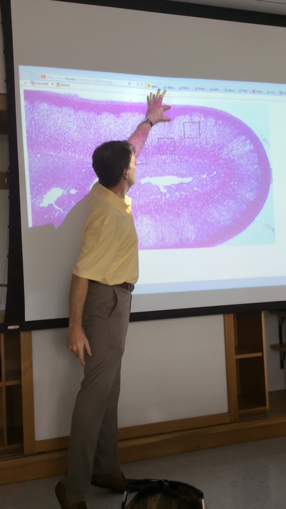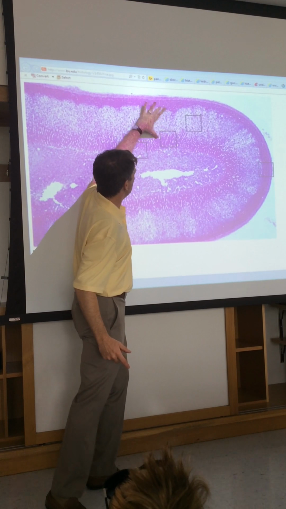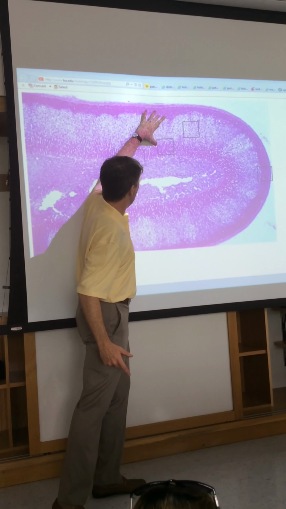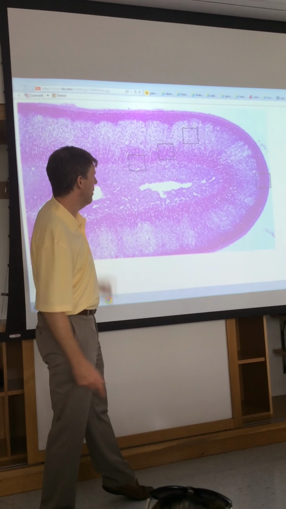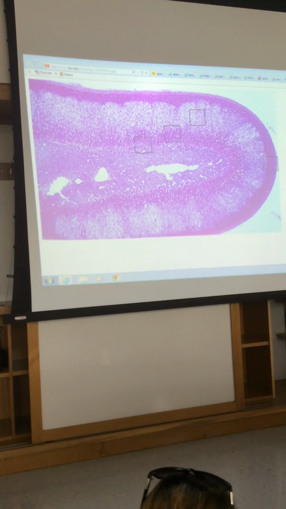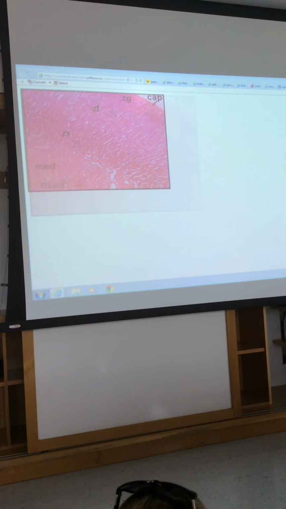So this part here would be what part? That's the glomerulosa. This thick part is the fasciculata, and then this is the reticularis, and then the medulla in the middle. I think there's one slide in class that looks like that. The other ones are all a little bit confusing.